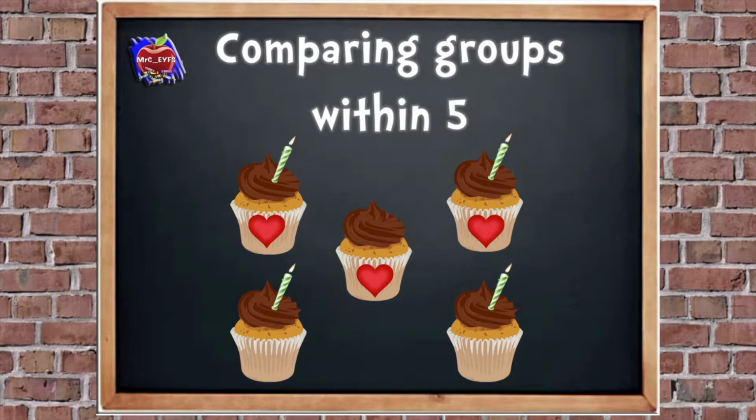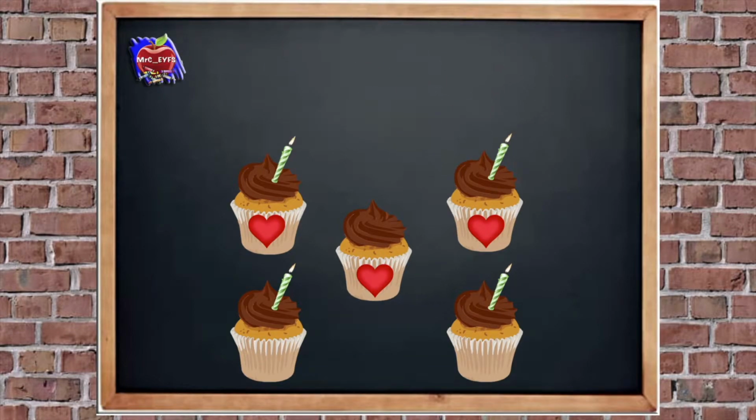Right, so let's start with our comparing groups within 5. Right, I've got 5 cupcakes here. I want you to look really carefully at all the differences, but also what's the same. So, how many cakes have got hearts on them? Can you count them? Yeah, let's count. You ready? There's 1, 2, 3. So 3 cakes have got hearts on them.